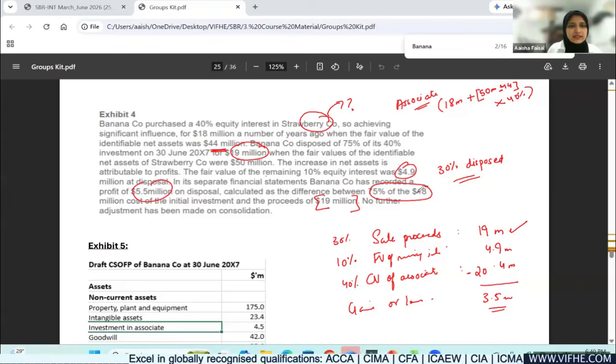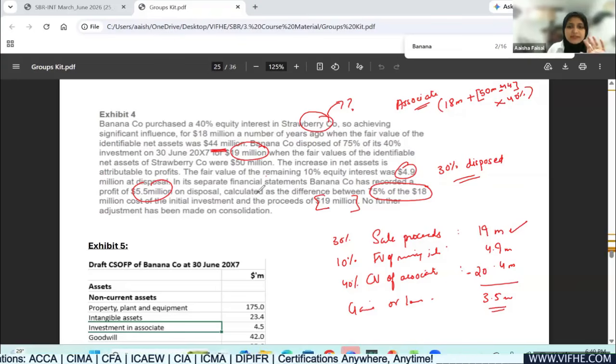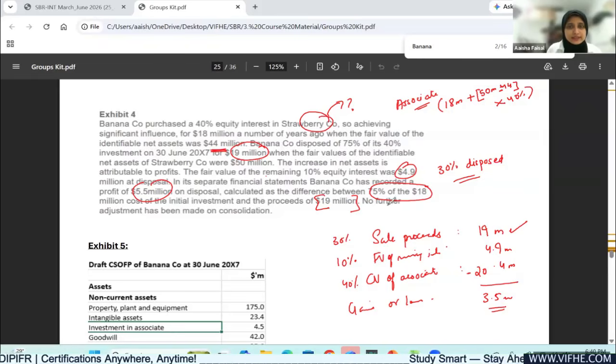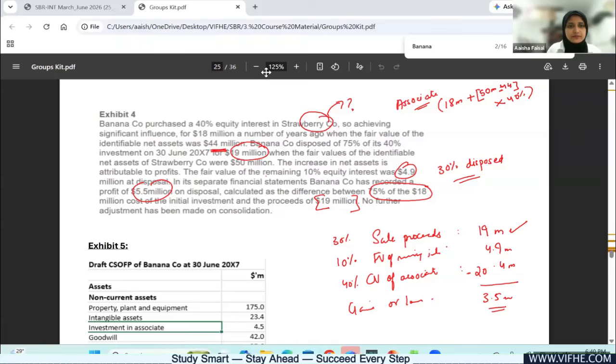Why? Because in the single entity, in separate financial statements, this is okay because they're allowed to record it at cost also. So if they've done this, it's fine. In consolidated statements, would this be right? In consolidated statements, are you allowed to record the associate at cost? Would this be right, comparing 19 with 75% of 18 million? No, it would be wrong.